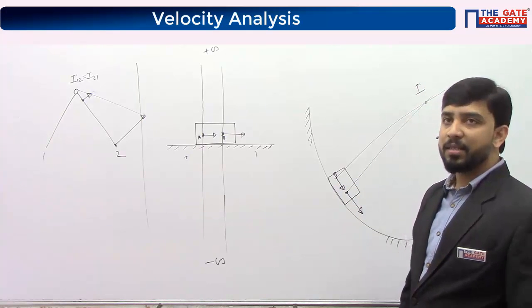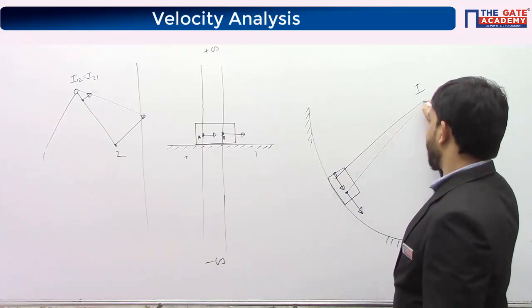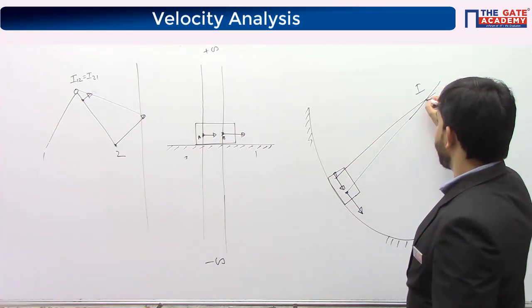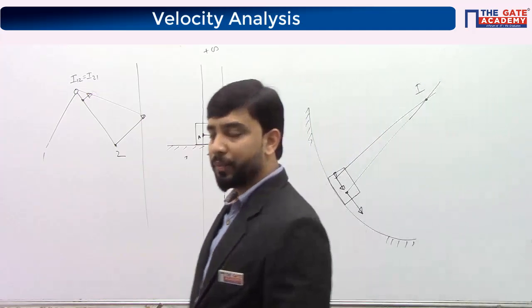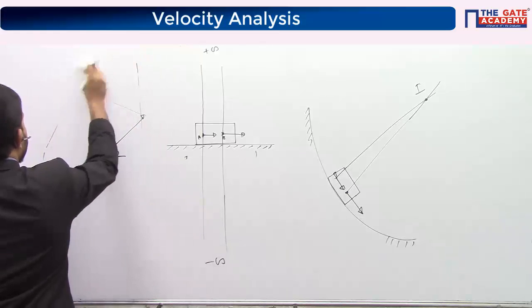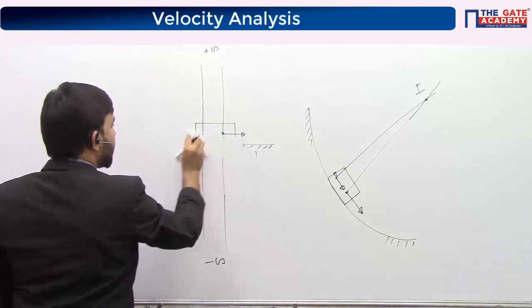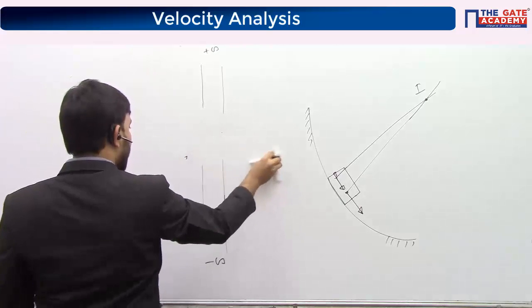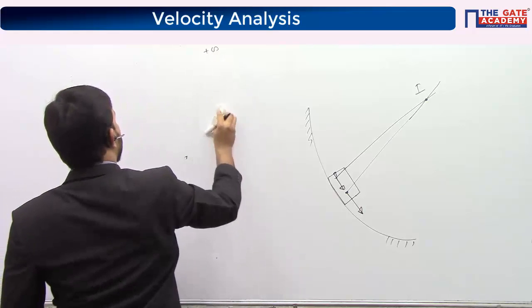The I center lies at the center of curvature. So if you want to look at the I center, you choose any 2 points, draw velocity vectors, and draw perpendiculars to the velocity vectors. Wherever they meet, that gives you the I center. Okay.